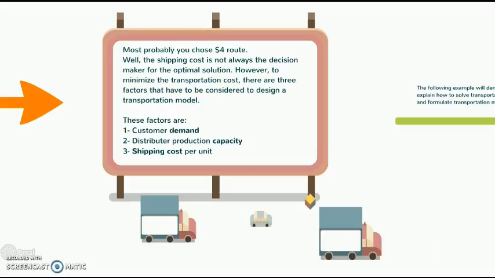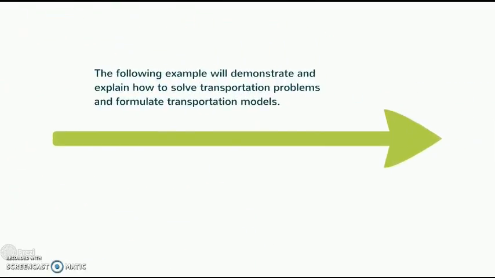However, to minimize the transportation cost, there are 3 factors that have to be considered to design a transportation model. These factors are: first, customer demand; second, distributor production capacity; and third, shipping cost per unit. The following example will demonstrate and explain how to solve transportation problems and formulate transportation models.